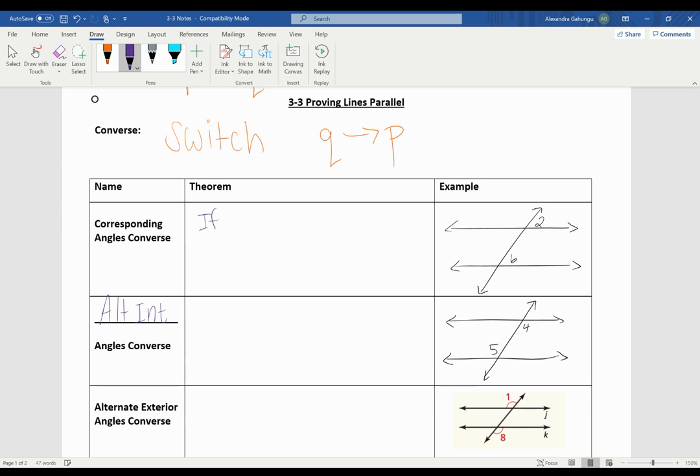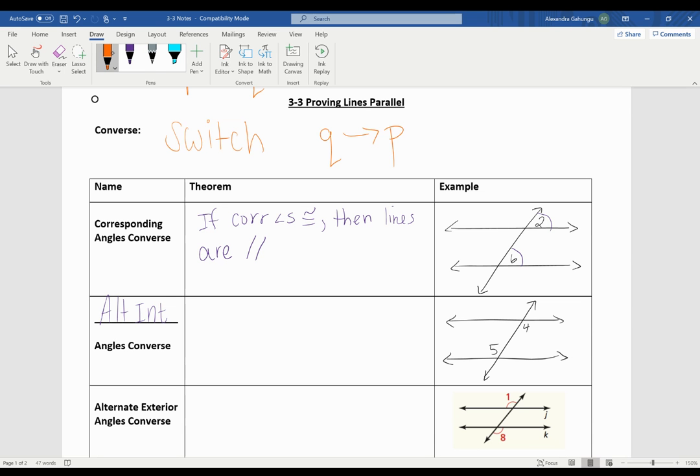If our corresponding angles are congruent, then we can say our lines are parallel. So this is different than before because we're starting with the piece of info that the corresponding angles are congruent. Because before we would start with parallel lines, then we have congruent angles. Now we're starting with congruent angles, then we have parallel lines.